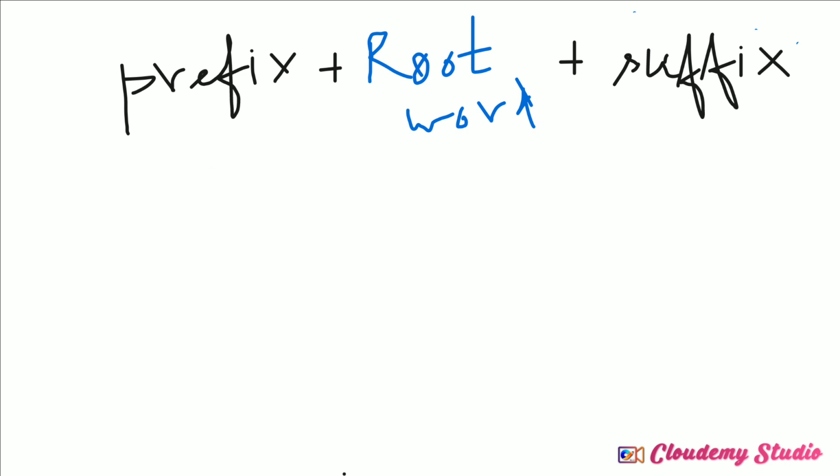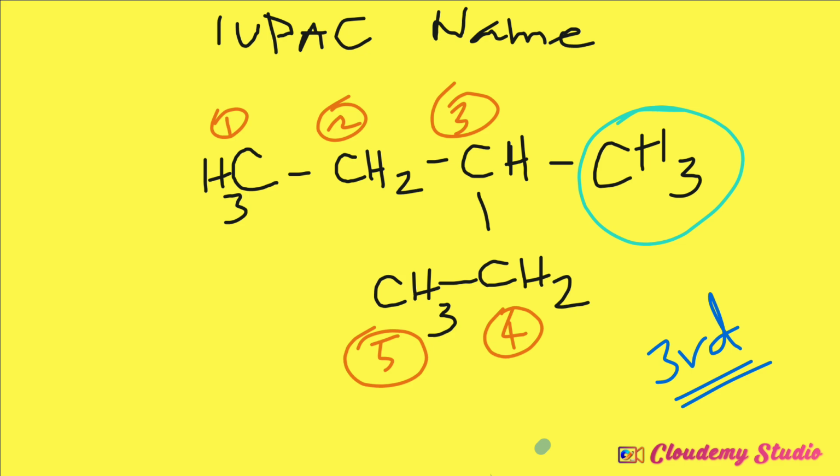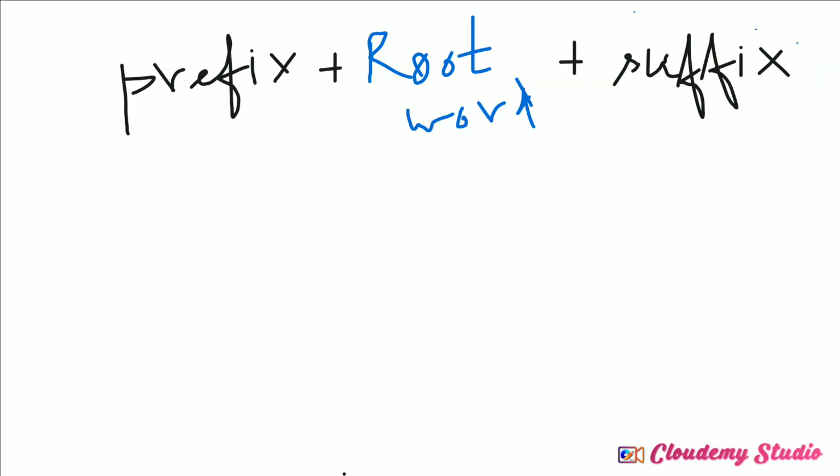Let's check now. Where is the substituent? The substituent is at the third carbon atom. So the location of the substituent is the third carbon atom. So we need to write the number 3. That is 3 we need to mention.